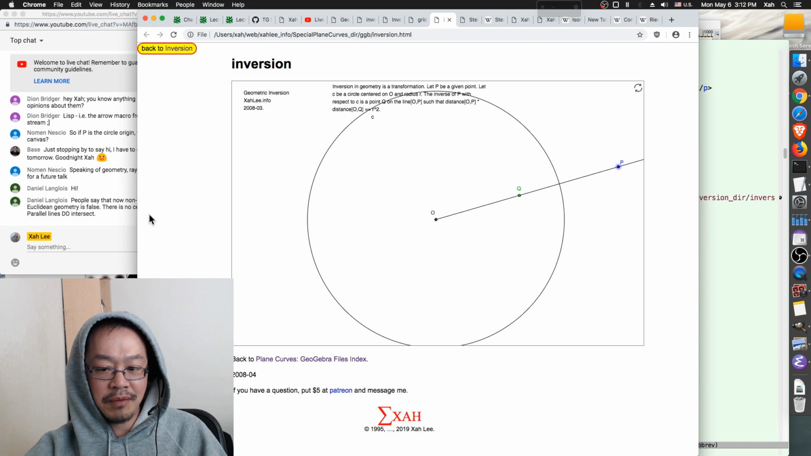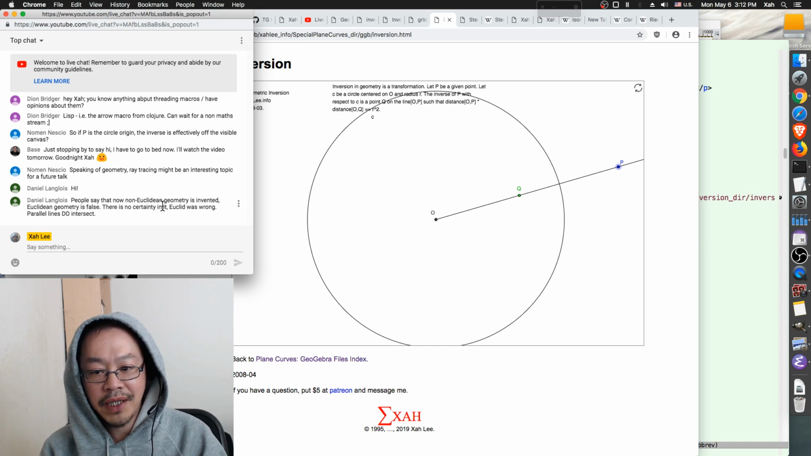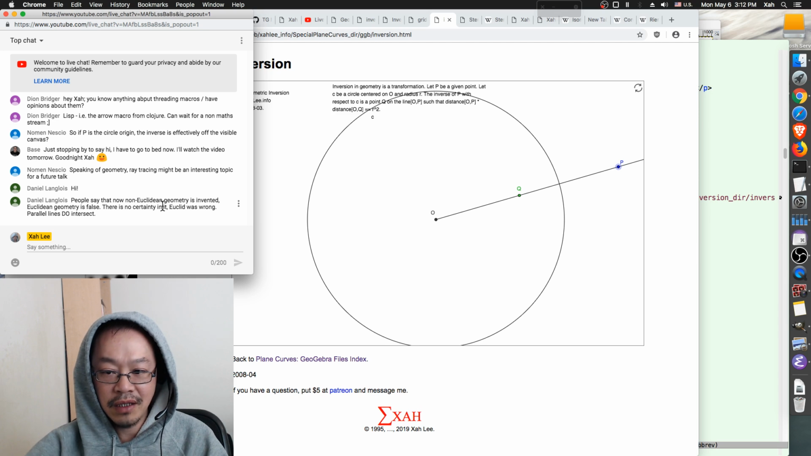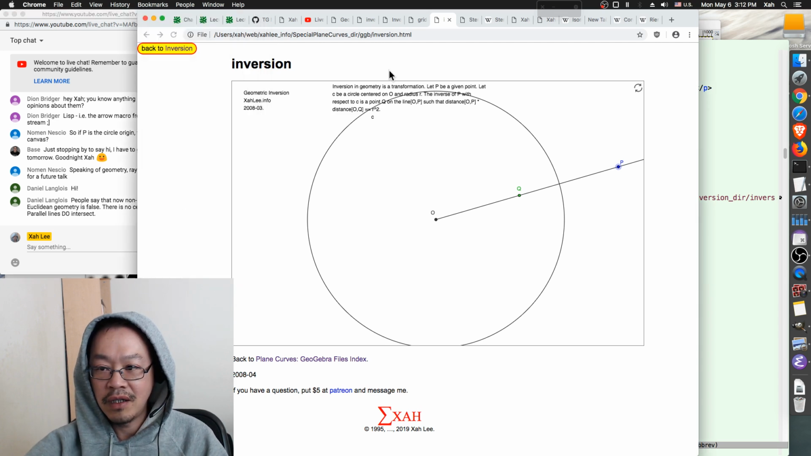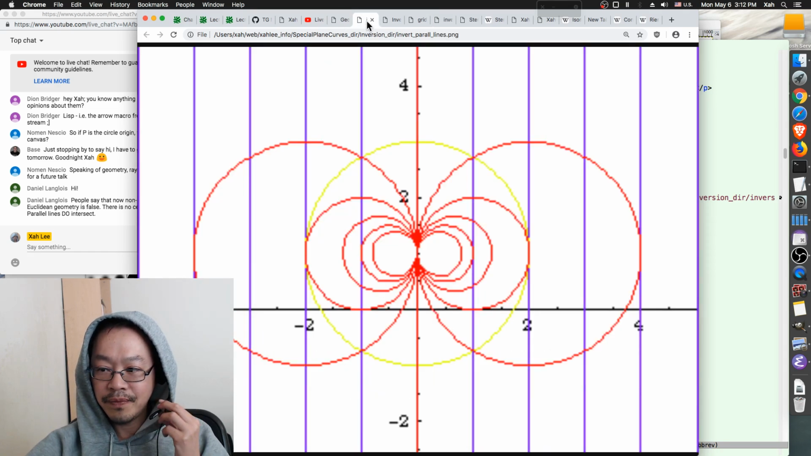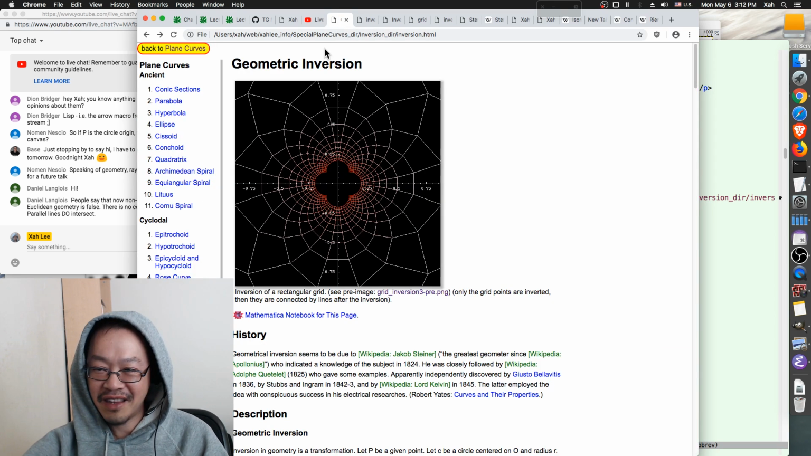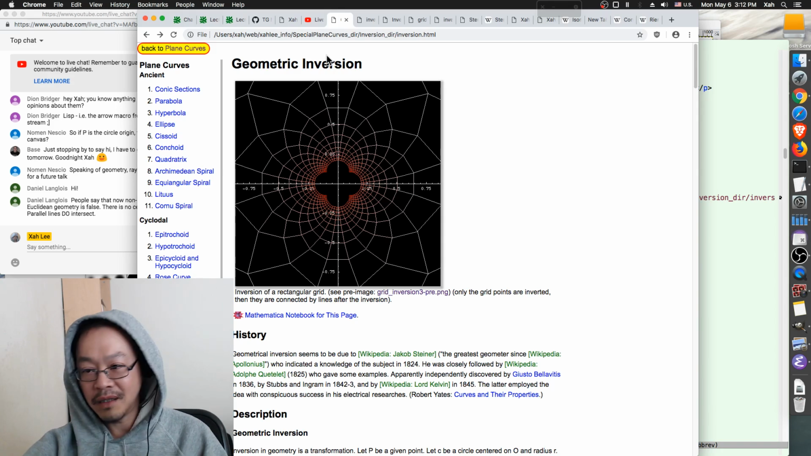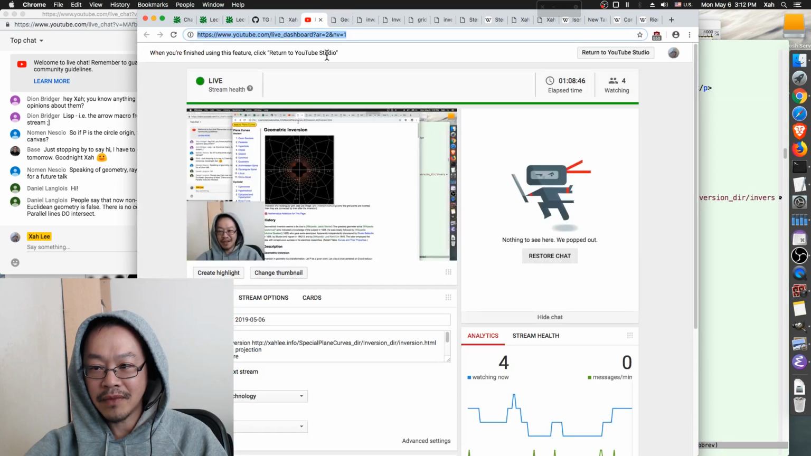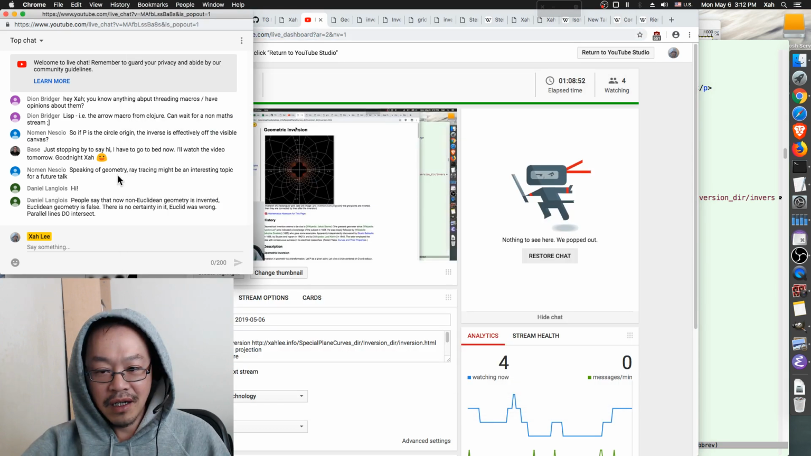Am I clear? Let me take a break and read the comments. So Norman says, speaking of geometry, ray tracing might be an interesting topic for a future talk. Yeah, ray tracing is more related to computer graphics. In math you don't do that. Let me see, where am I? Am I still talking well? Okay.